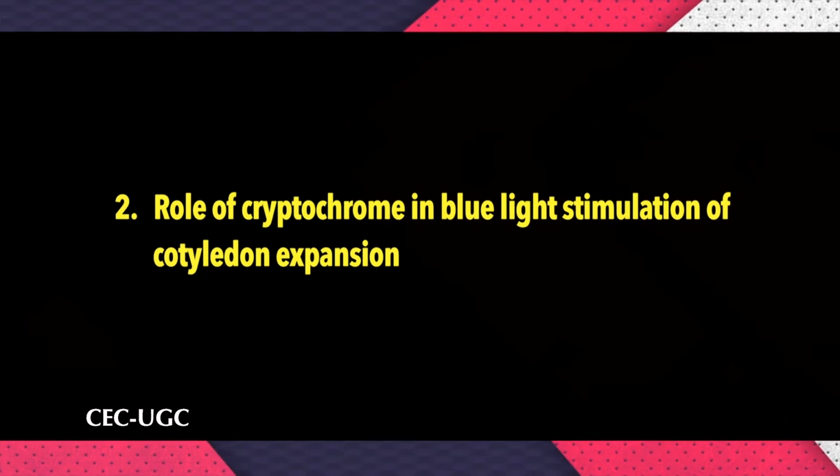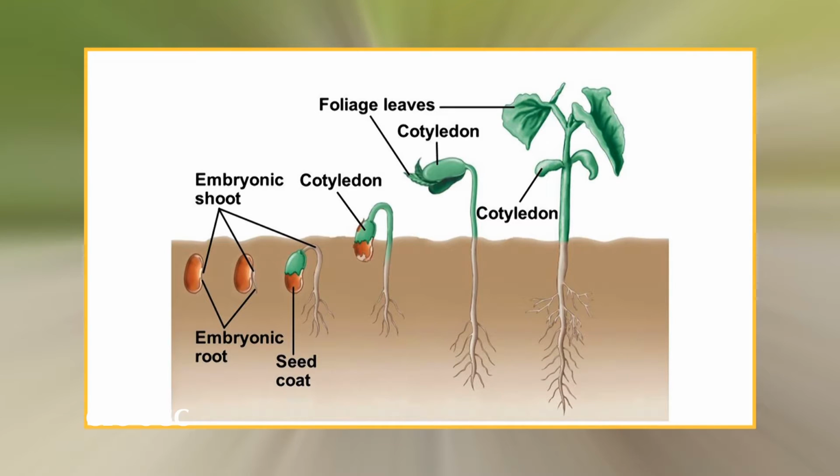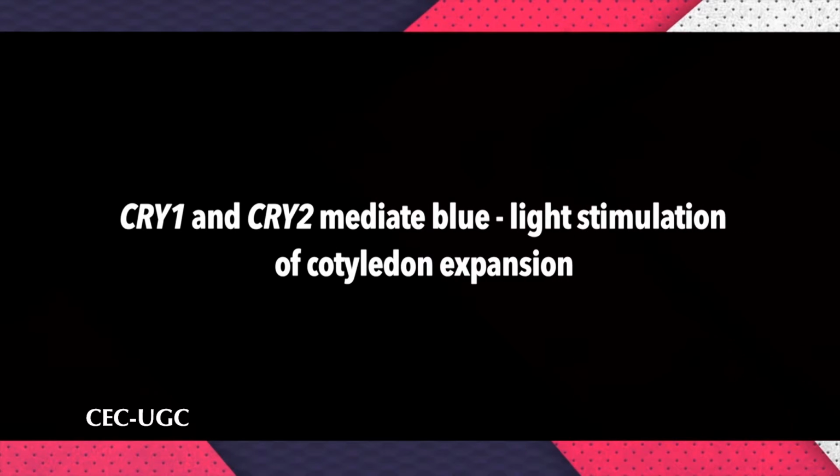Number 2. Role of cryptochrome in blue light stimulation of cotyledon expansion. In contrast to the inhibitory effect of cryptochromes on cell elongation in hypocotyls, cryptochromes mediate blue light stimulation of cell expansion in cotyledons. Both CRY1 and CRY2 mediate blue light stimulation of cotyledon expansion. As in the case of hypocotyl inhibition, CRY1 stimulates cotyledon expansion in both high and low irradiance, whereas the role of CRY2 is limited to low irradiance.